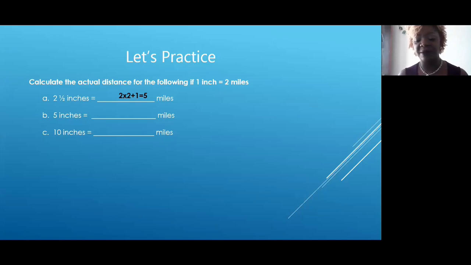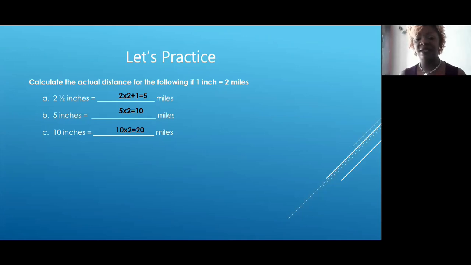Let's look at B. Five inches, if your answer is 10, then you are correct. All right, so 5 times 2 equals 10 miles. And if your answer for C is 20, then you are also correct. 10 times 2 equals 20.